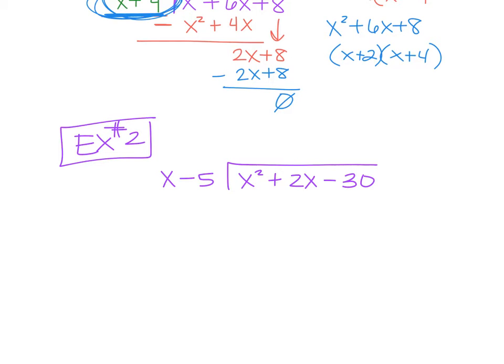Okay, so if we're going to divide this, you're asking yourself, x times what will get you x squared? X, okay? Like I said, I put it above that x column. So if I'm going to multiply this by x, x times x is x squared. X times a -5 is a -5x. Now be careful. This is where the mistakes happen.